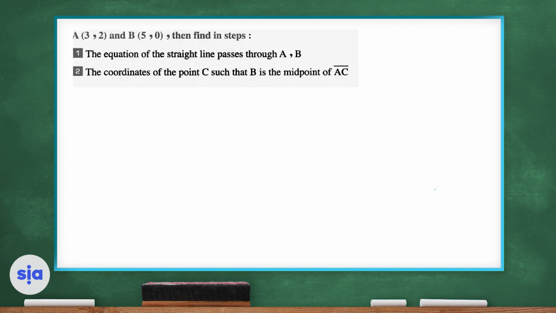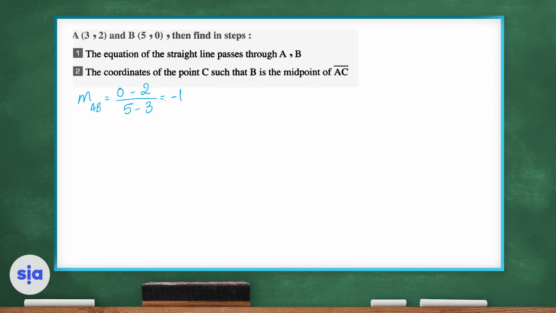In this question, A has coordinates (3, 2), where B has coordinates (5, 0). Then find each of the following. The first one, the question wants us to find the equation of the straight line passing through A and B. In order to find the equation of the straight line, we first find the slope of the line passing through A and B. So the slope is y2 minus y1 over x2 minus x1. In this case, the slope is negative 1.